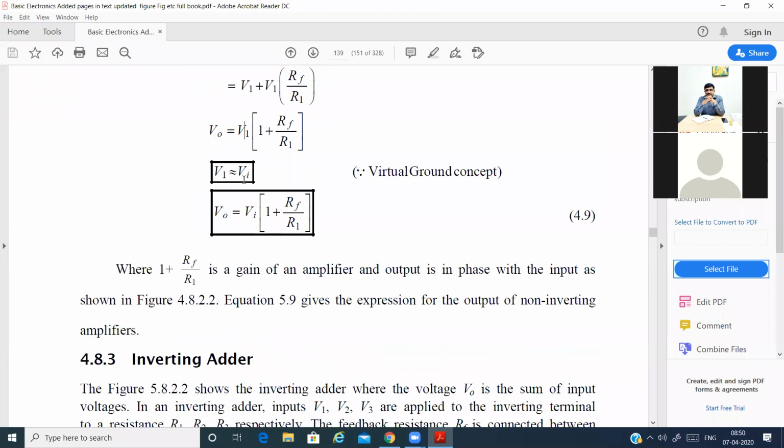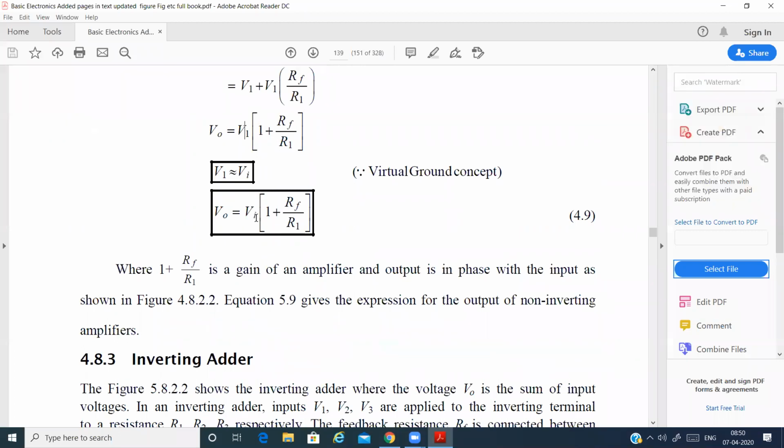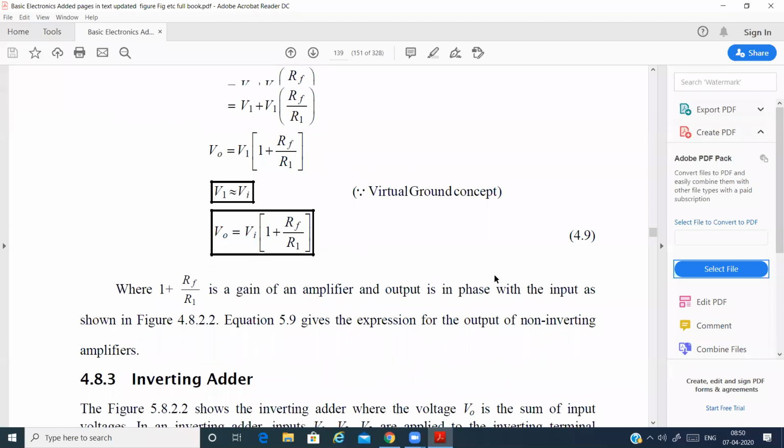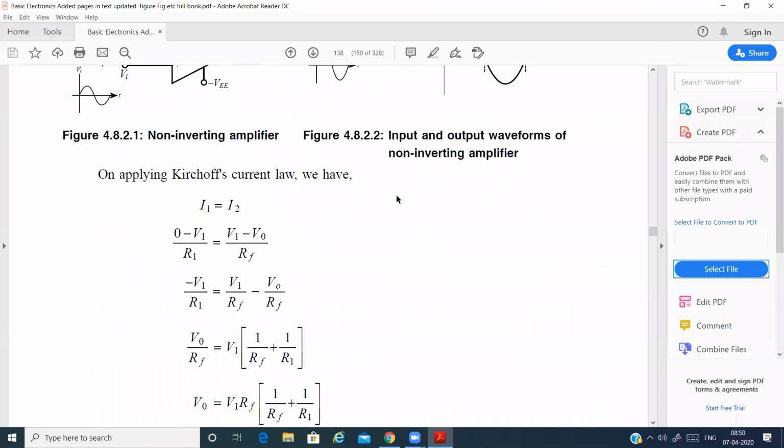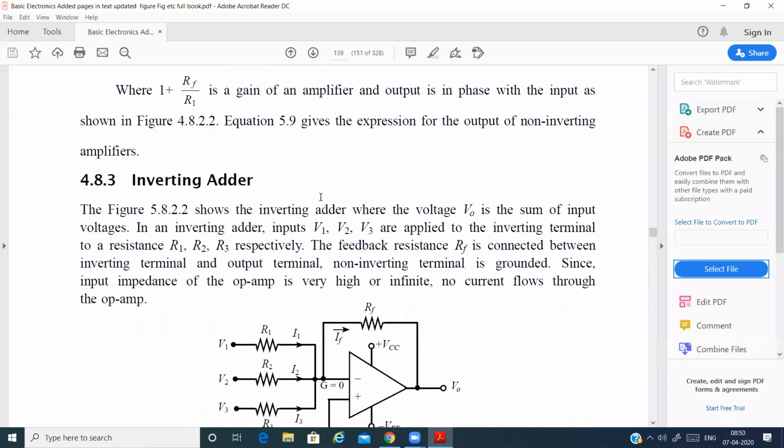So V1 is equal to Vi. So we'll put Vi here. 1 plus Rf by R1. So 1 plus Rf by R1 is the gain of the amplifier. So the output is in phase. Output is in phase means the output and input have no phase difference. They look the same. During the positive phase, we are getting positive phase, and during the negative phase, we are getting negative phase. After this, the next one is the inverting adder.